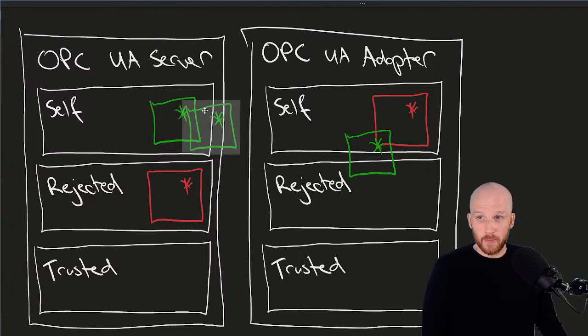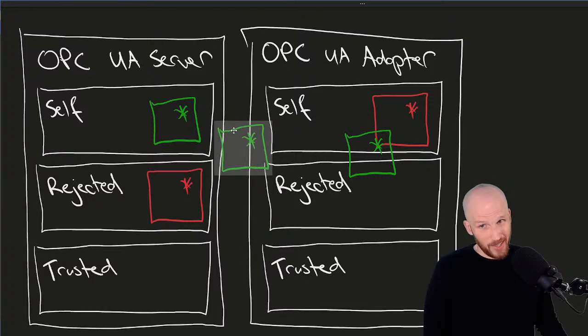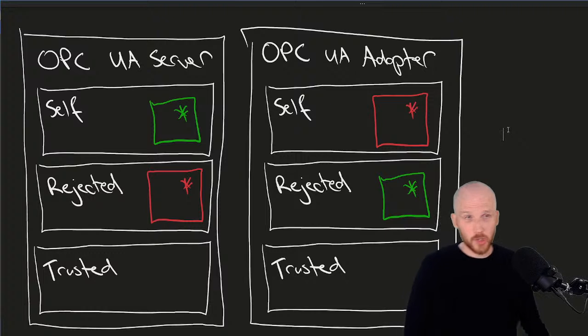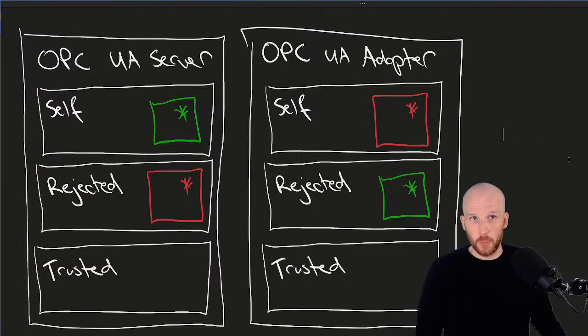So our OPC UA server sent us over its certificate, and our OPC UA adapter went, is it in my trusted folder? No. So I'm going to reject it. So that was the actual error that we saw. OPC server's certificate is not trusted. Okay, how do we fix that?